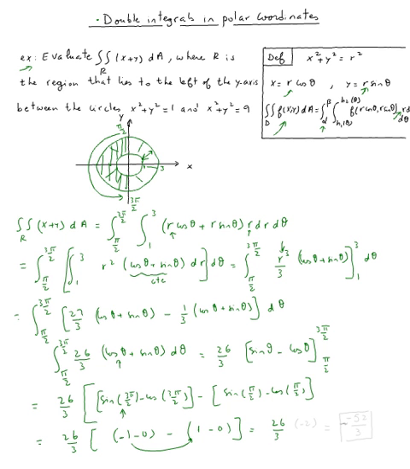So 26 over 3 times negative 2, which is negative 52 over 3. And that would be the answer. It's a negative 52 over 3. Let me write the minus here so you can see it. And that's it for this example.